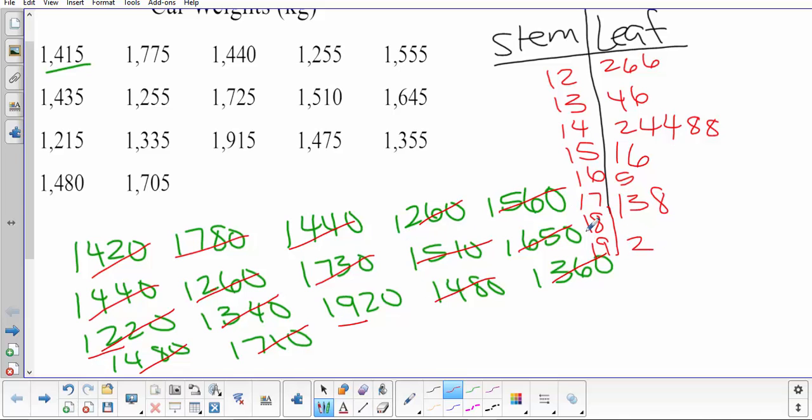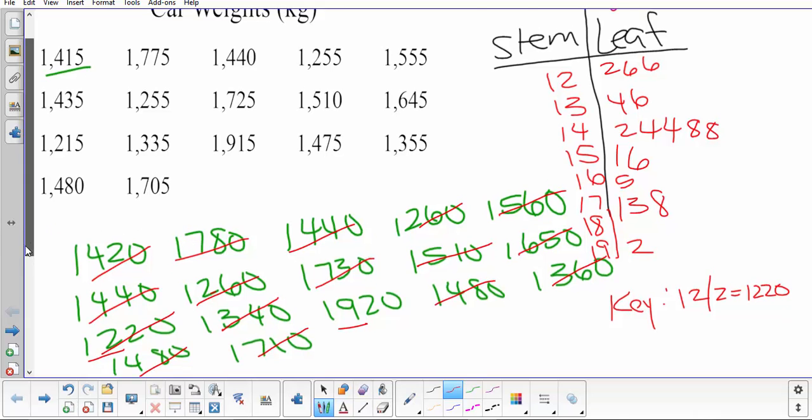There is nothing here with the 8s, that's fine. We still leave it, that way we show that it's there in terms of putting our stems in order, but we don't write anything over here. Next, we put in a key. The reason we put in a key allows people to put our numbers back together. So 12|2 is going to equal 1, 2, 2, 0. That way, if people go to put our numbers back together, they can see that we have rounded to do this.